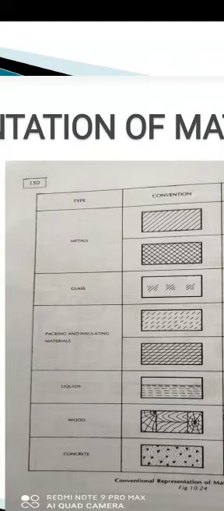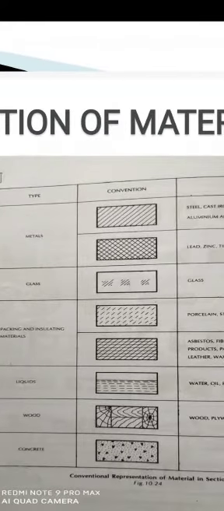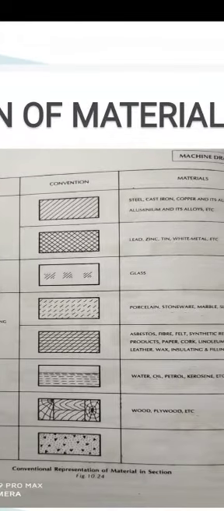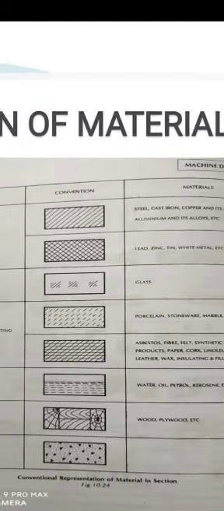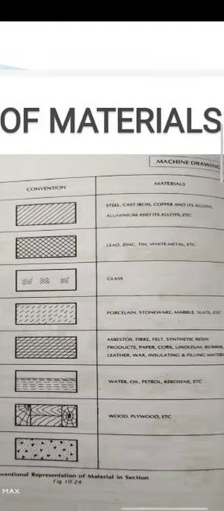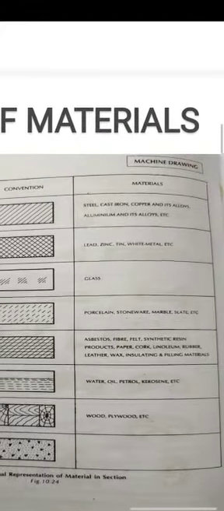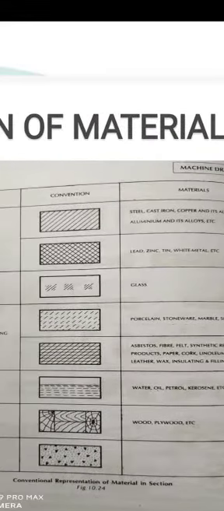Next one, packing and insulating materials. The insulating materials are shown with dotted lines. This one is for porcelain, stoneware, marble, etc. Next one, the zigzag is where a slightly slanting line is drawn, for asbestos, fiber, synthetic resin products, paper, cork, rubber, leather, etc.